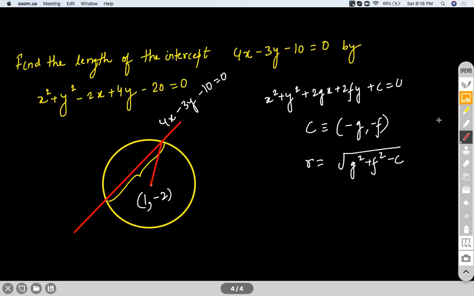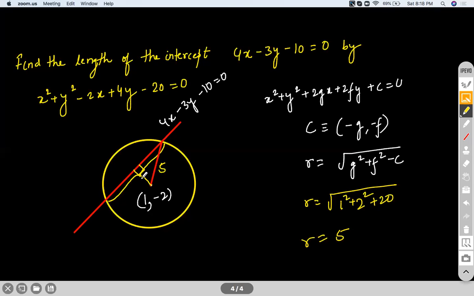What is going to be the radius? G square means 1 square, f square, so that's root 5. Minus c is going to be plus 20, so r is going to be 5. Correct? What is the perpendicular distance of the line and this point?